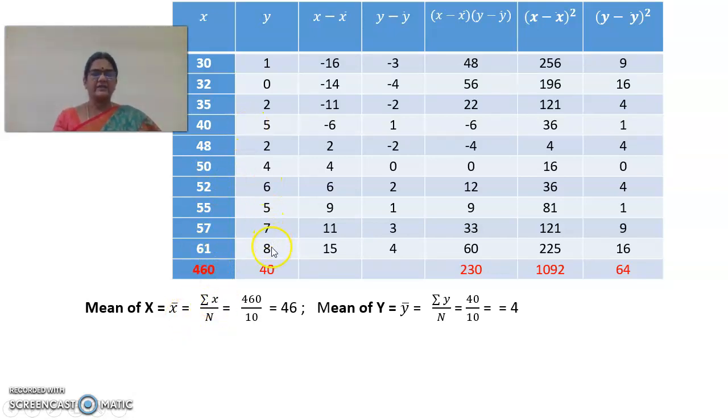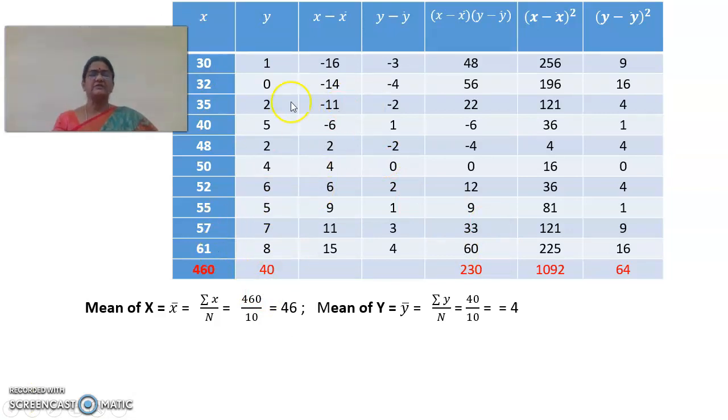So our x bar is sigma x divided by n. N is 10, as 10 x values are there. So n is equal to 10. 460 divided by 10, that is equal to 46. Similarly, we can find out the y bar value, that is sigma y divided by n, that is equal to 40 divided by 10, that is equal to 4.